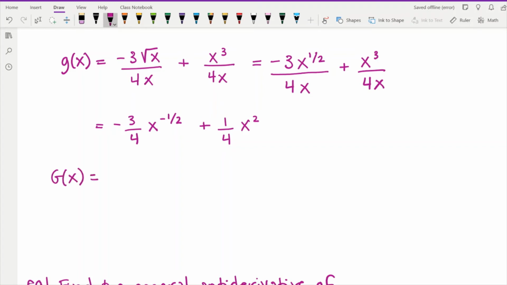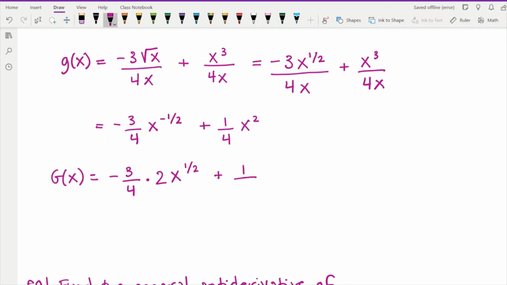But now we're ready to find the antiderivative, right? Because now we have it in a format where it's just x to a power, x to a power. And so for our first one, we take our coefficient and just leave that, that's just coming along for the ride. And then we can find our new exponent. So how do we find the new exponent? Well, we add 1 to the original exponent. So negative 1/2 plus 1 is positive 1/2. And then our new coefficient is going to be the reciprocal of that number. So that's going to be 2 over 1, which is just 2.